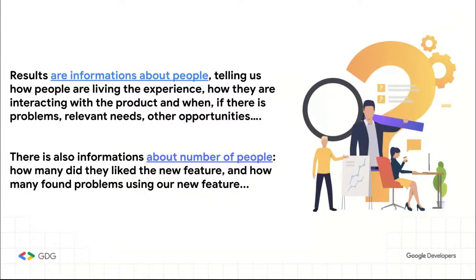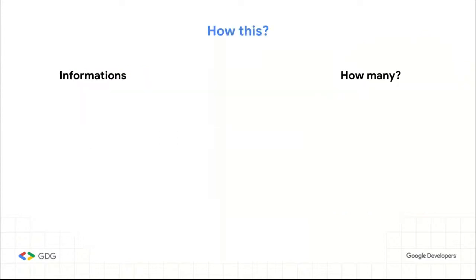Results are information about people, telling us how people are living the experience, how they are interacting with the product, and when, if there are problems, relevant needs, or other opportunities also. There is also information about numbers of people, how many liked this new feature, and how many found problems using our new feature.